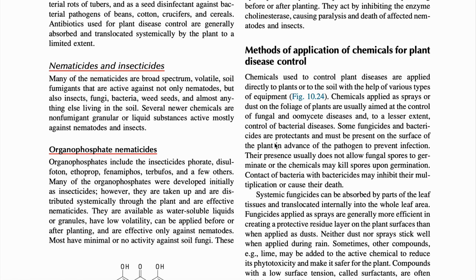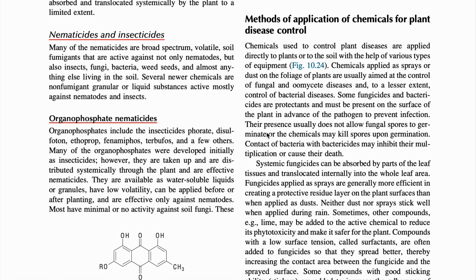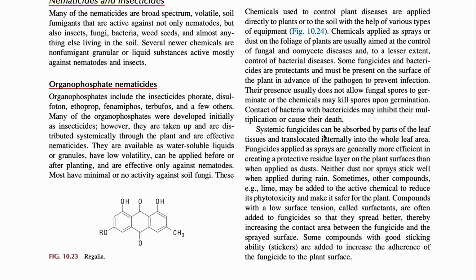Some fungicides and bactericides are protectants and must be present on the surface of the plant in advance of the pathogen to prevent infection. Their presence usually does not allow fungal spores to germinate, or the chemical may kill spores upon germination. Contact of bacteria with bactericide may inhibit their multiplication or cause their death. Systemic fungicides can be absorbed by parts of the leaf tissues and translocated internally into the whole leaf area.